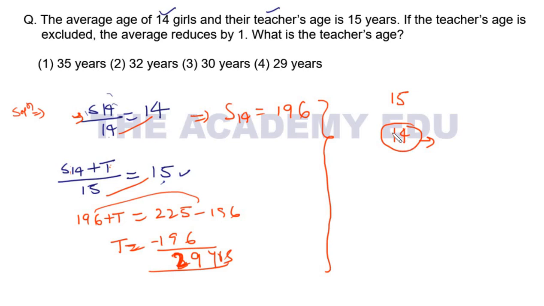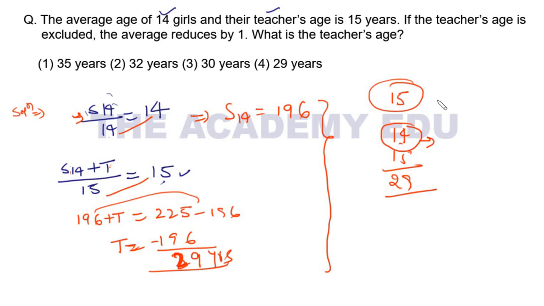So I take the 1 of each. Initially there were 15 people. So 1 of each is 15. So the teacher's age must be 14 plus 15, that is 29. You can do it in one line.